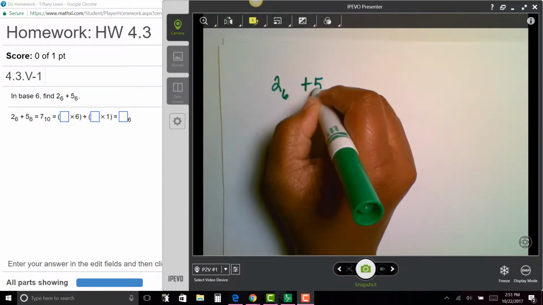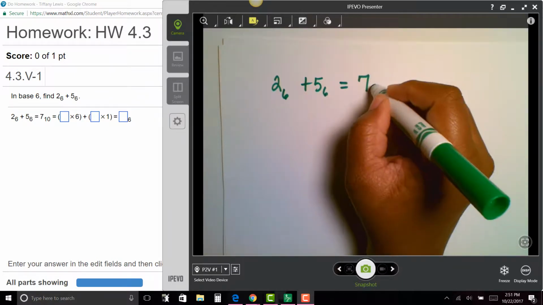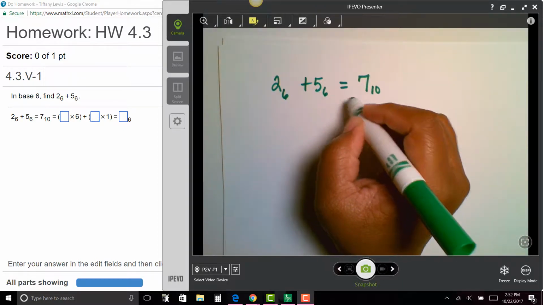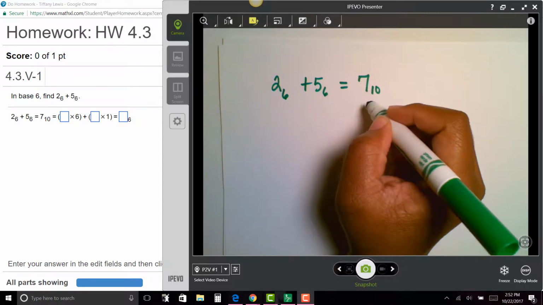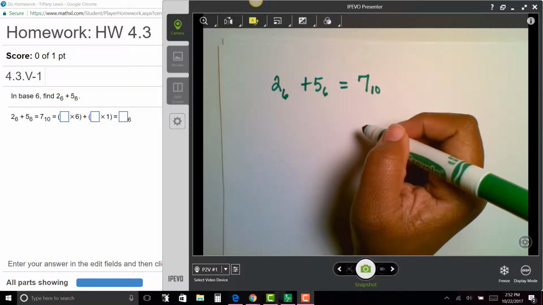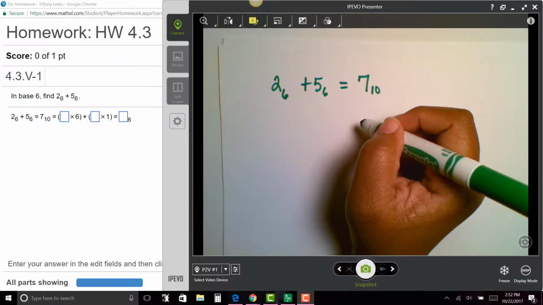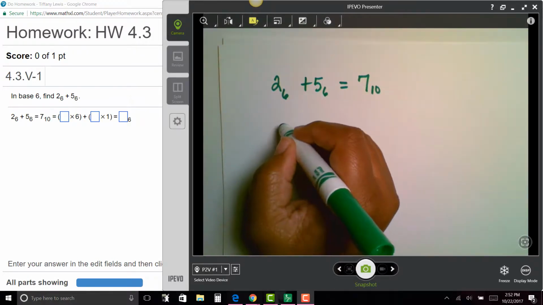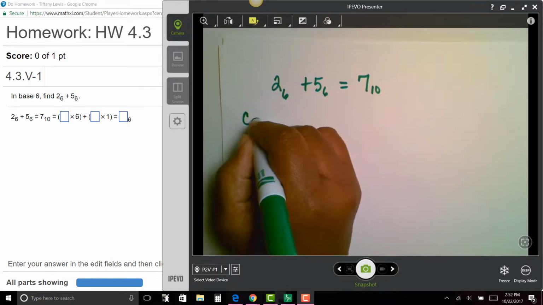plus 5 base 6. So they're telling us what the answer is in base 10. They're telling us that 2 base 6 plus 5 base 6 is 7 base 10. Now, in class, I showed you how to add given a base and how to convert back. So let's go back to what we did in class last week. So convert 2 base 6. We're going to convert both 2 base 6 and 5 base 6 to base 10.